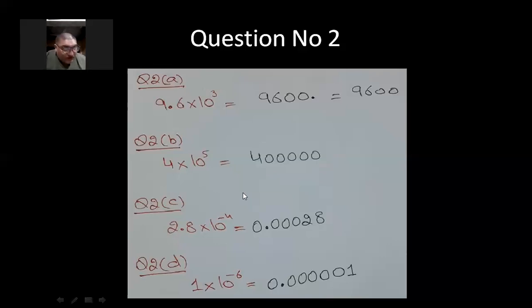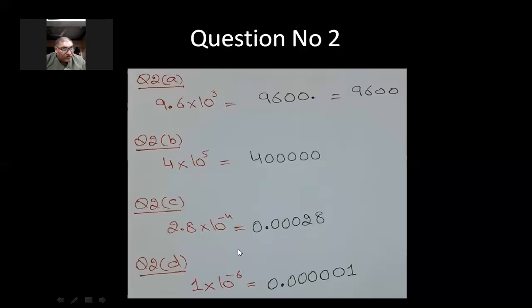Then we have question number 2, C part. It says 2.8 expo minus 4. The decimal is here. Because the power is negative, the decimal will move towards the left. And how many steps? 4 steps. So from here, 1, 2, 3, 4. So your answer will be 0.00028.